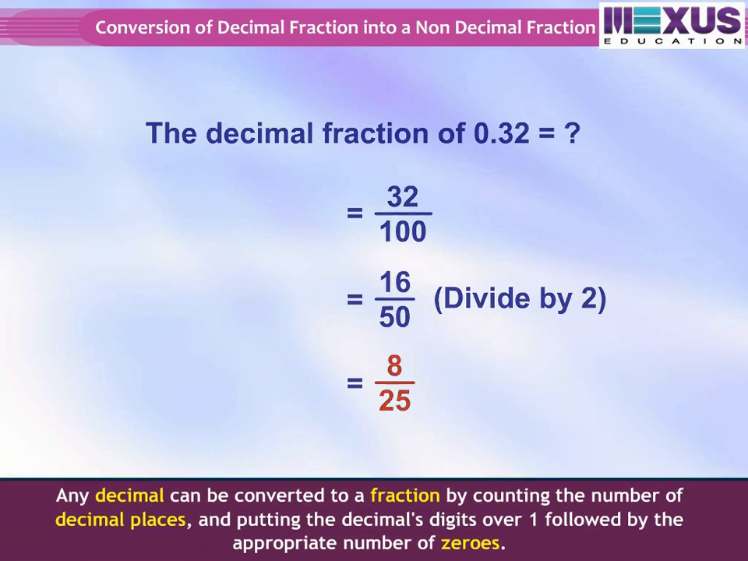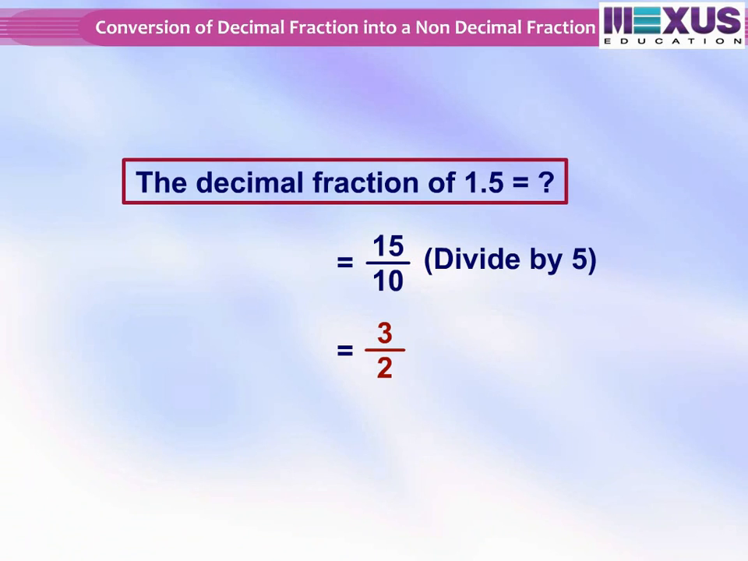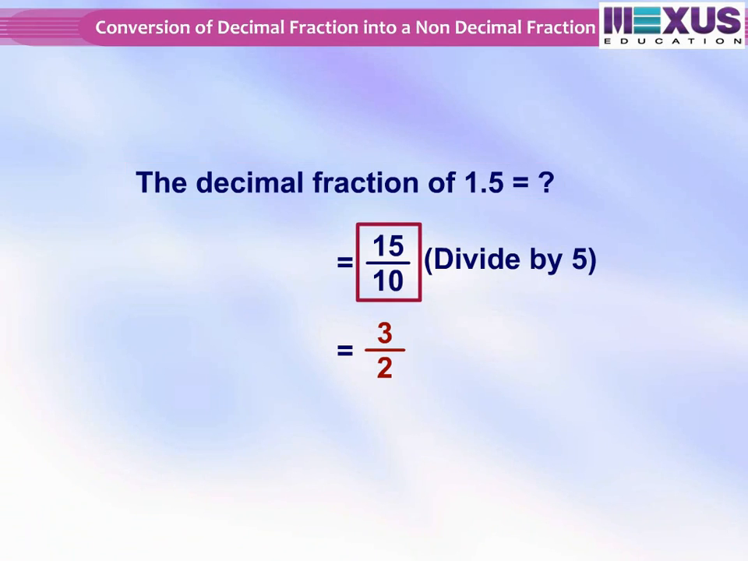Let's check one more example. The decimal fraction of 1.5 is equal to 15 by 10, as 1 digit is in the decimal part. When simplified, it gets 3 by 2.